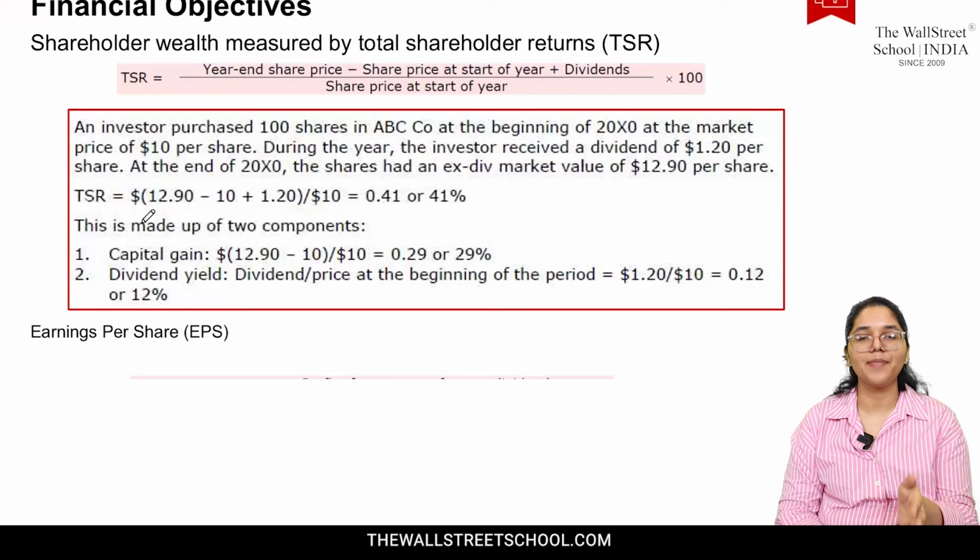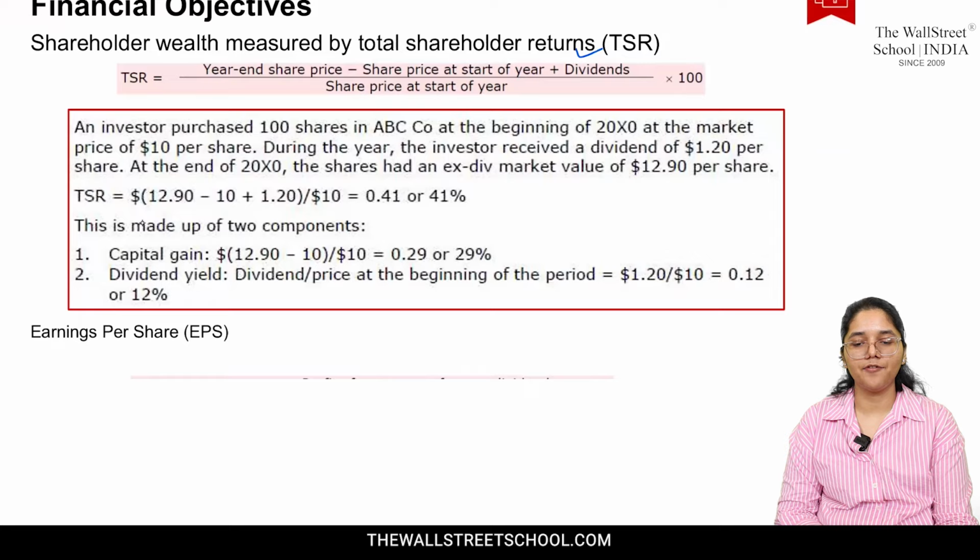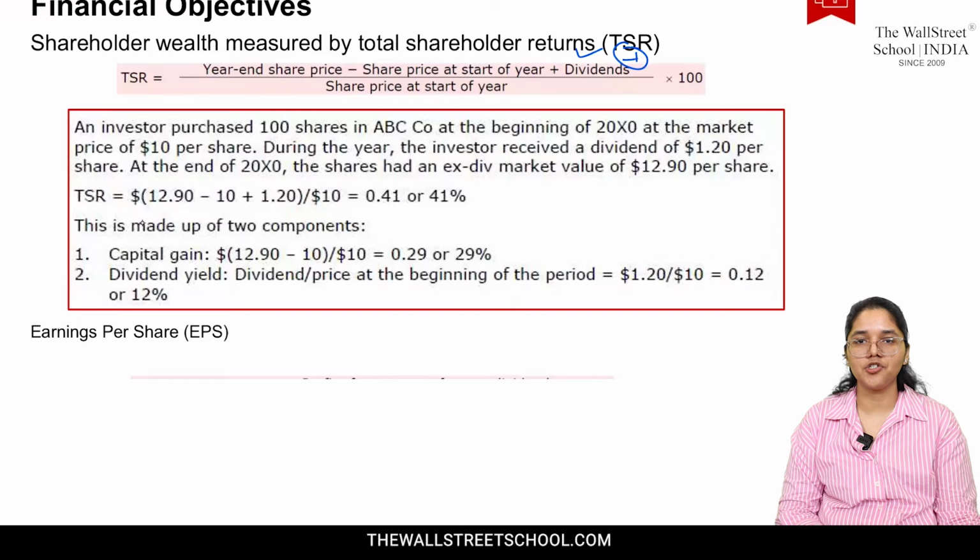So the shareholder wealth is measured by a ratio known as TSR, which stands for total shareholder returns, the formula you can see in front of you over here. You are supposed to take firstly the dividends. This is the first type of return that shareholders make. Secondly, they make a capital gain.